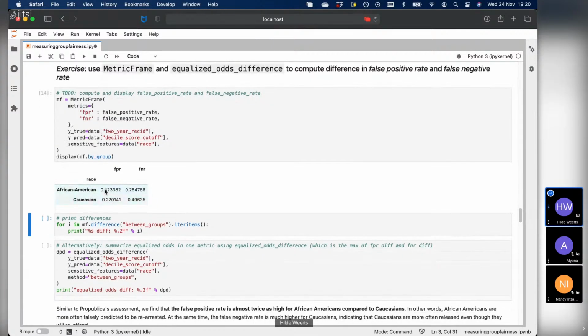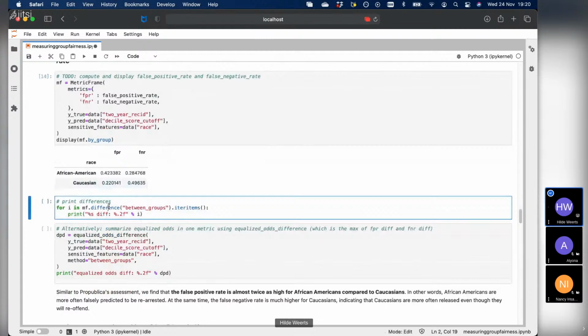Okay. So here we can see the same numbers that I actually showed you earlier in the slide. We can see that the false positive rate is about twice as high for African Americans compared to Caucasians, and the other way around for the false negative rate. So this is exactly what ProPublica computed.